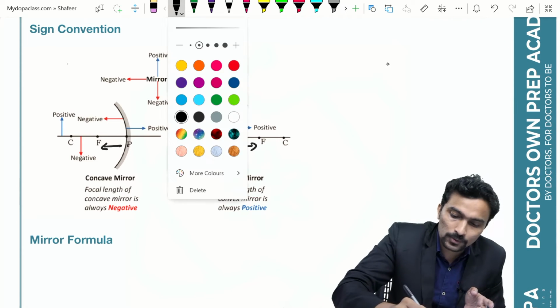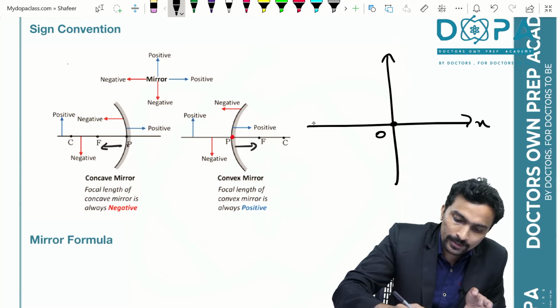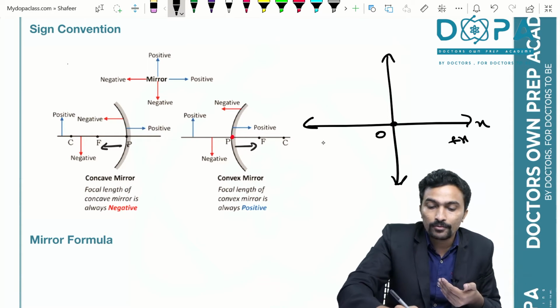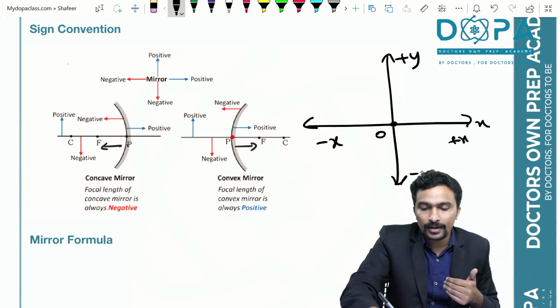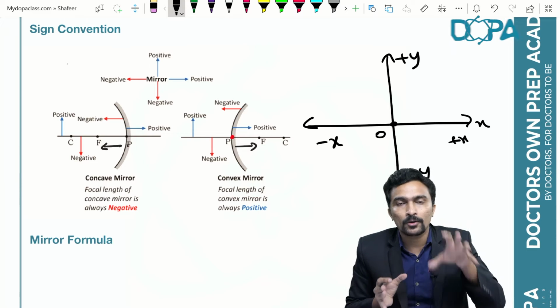So all of you remember XY coordinate system with the center as the origin. Okay, and the distances measured from the center to the right side, which is the positive x-axis, and we have the negative x-axis here, positive y-axis above the x-axis and negative y-axis. Similarly, we can create a sign convention system in optics also.